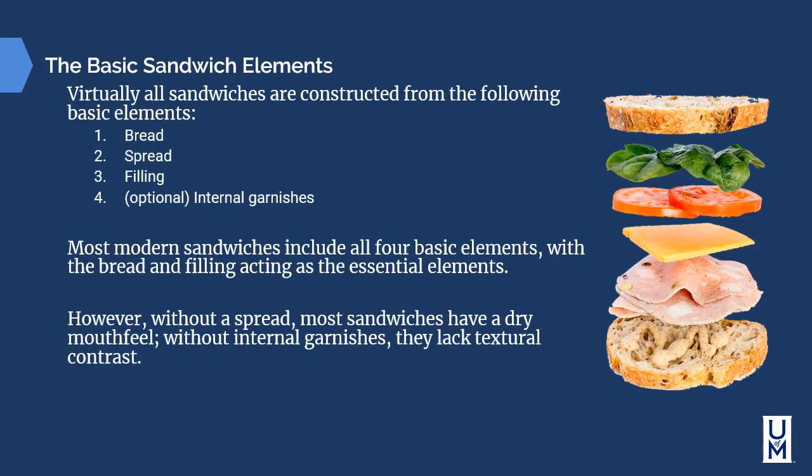Virtually all sandwiches are constructed from the following basic elements: bread, spread, filling, and optionally internal garnishes. Most modern sandwiches include all 4 basic elements, with the bread and filling acting as the essential elements. However, without a spread, most sandwiches have a dry mouthfeel. Without internal garnishes, they lack textural contrast.